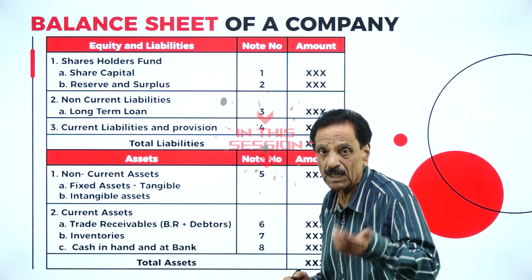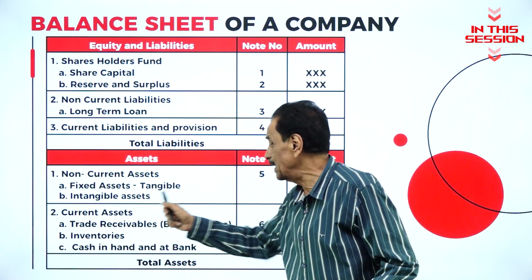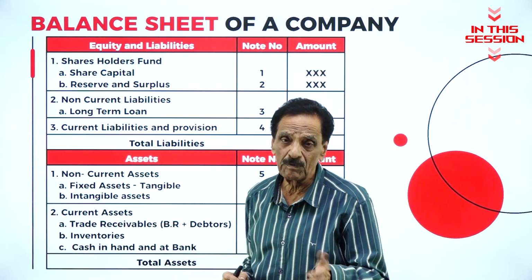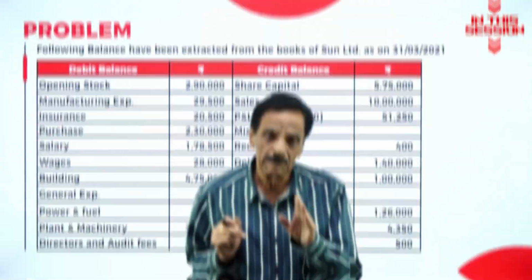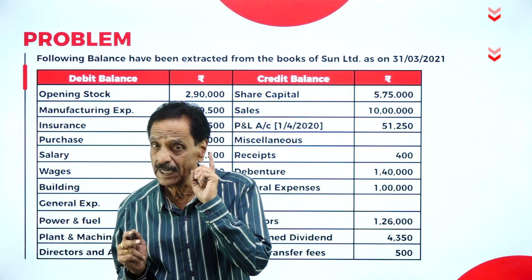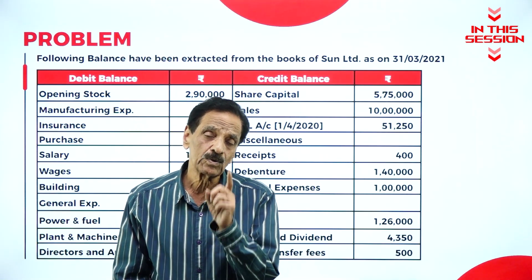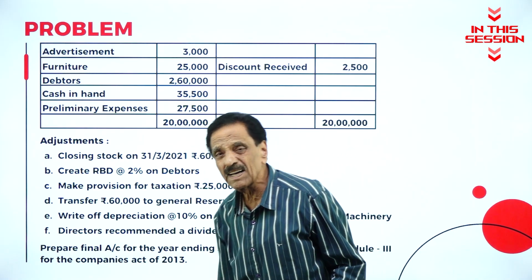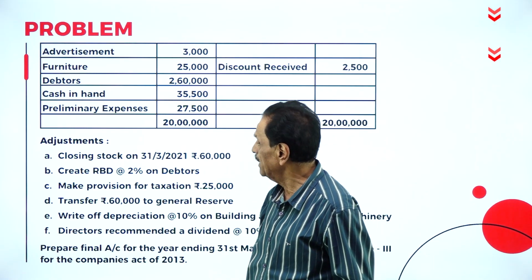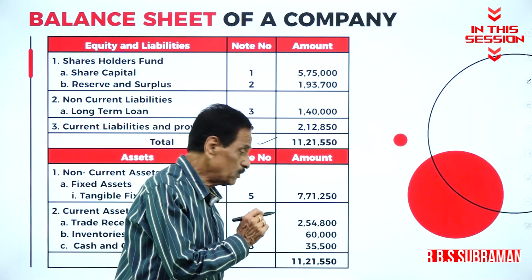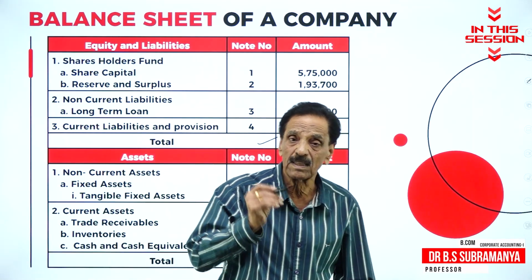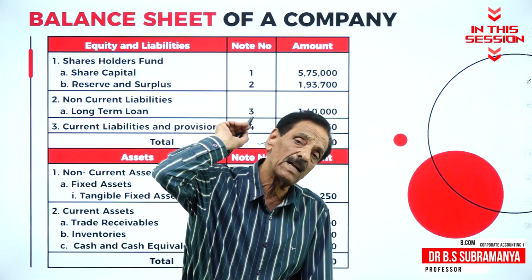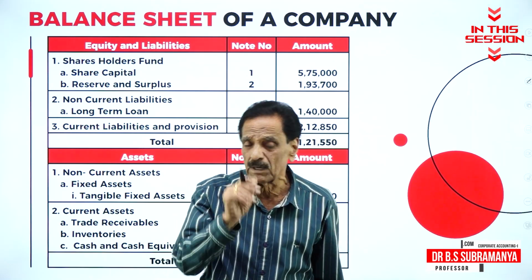Land, building, machinery, furniture, motor car. Intangible assets are goodwill, patents and trademark. Debit side shows assets and expenses. Credit side shows income and liability. Every expense should be shown separately or it can be deducted from reserves and surplus. So what we have to do here, you have to learn the note number and what are the items that come under each note number.